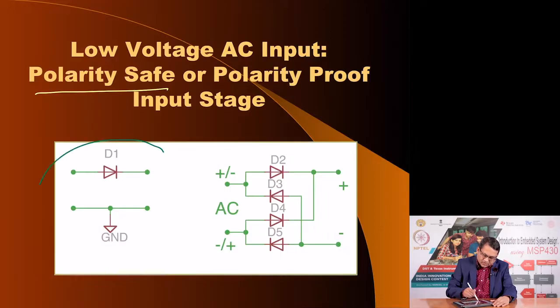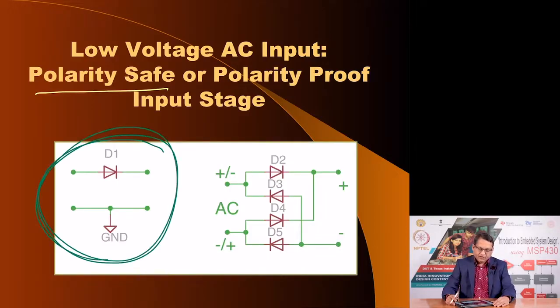So, this is a polarity safe option, meaning if the polarity here is not plus and minus here, it would not damage the system because this diode will block. If the polarity applied here is minus and plus like this, the diode will block and will prevent damaging the rest of the components.